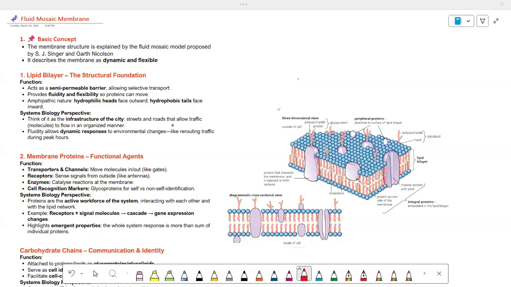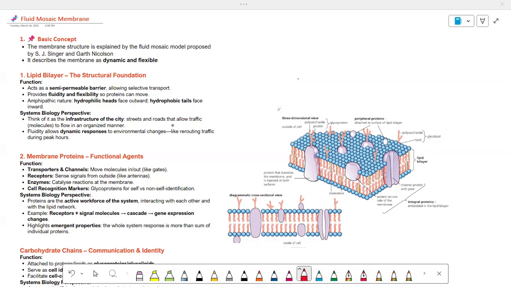Hello everyone, dear students. Today I am going to break down the model of the cell surface membrane, which is called the fluid mosaic membrane. Maybe you remember in the last video I discussed the structure and properties of the cell surface membrane, but now in this video I will explain its model, which is called fluid mosaic.